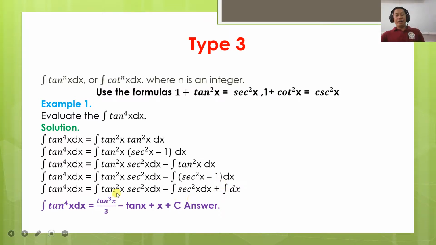So ngayon, pag in-integrate natin, ito power formula. Bakit? Kasi yung tangent, ang derivative, secant squared x dx. So ibig sabihin, add 1 lang sa exponent. Integral of secant squared x dx is formula. Di ba? Ang integral niyan is simply tangent x. Yan. Formula na yan. And integral of dx is another formula that is x plus c. So, yun na po yung solution natin sa type 3.